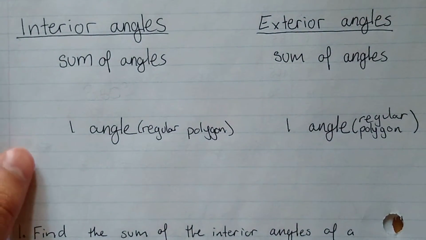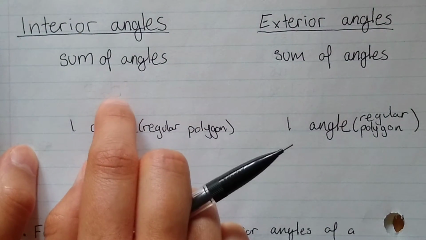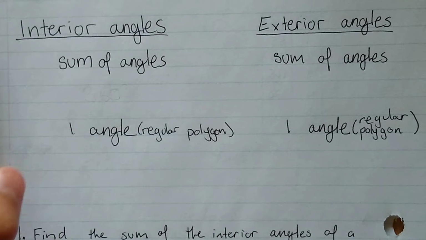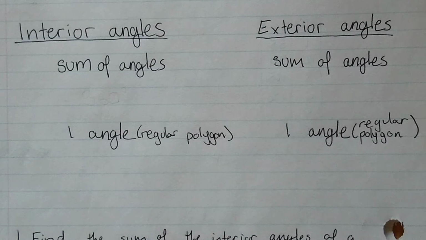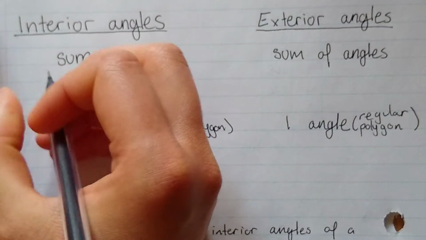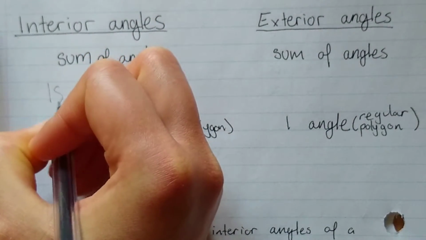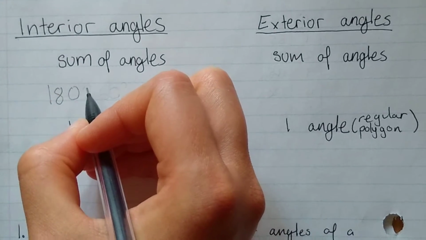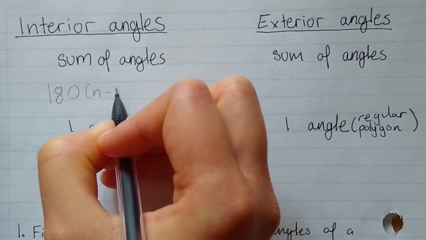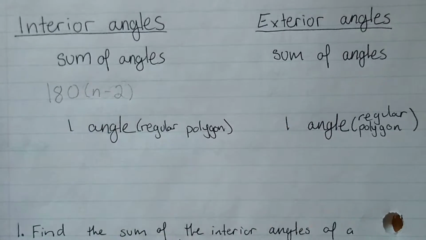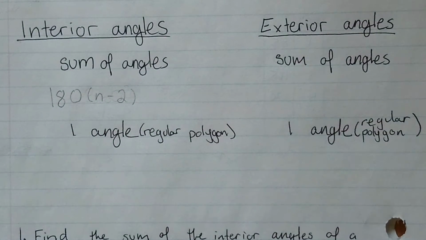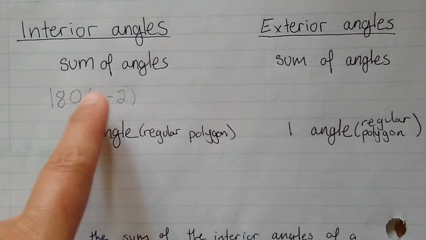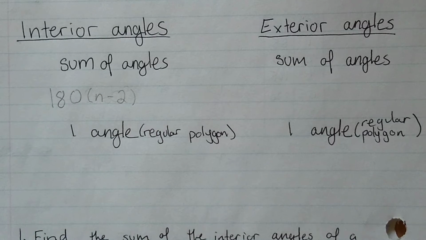So for any convex polygon, the sum of the interior angles, so the angles inside, is 180 times n minus 2, where n is just the number of sides. So if it has 7 sides, then you would do 7 minus 2, and it would be 180 times 5.